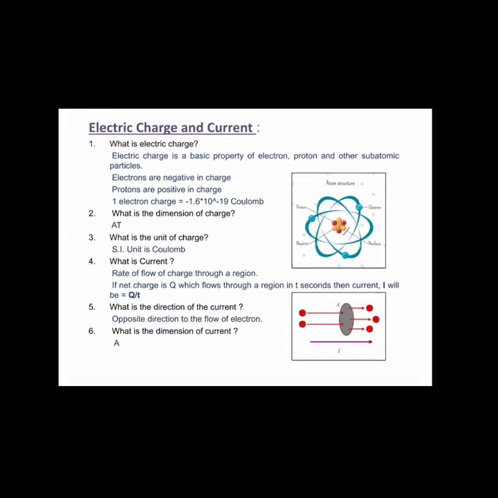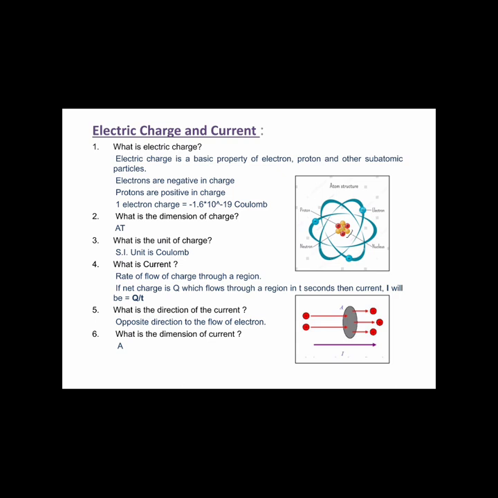What is the direction of flow of current? Opposite to the direction of flow of electron. What is the dimension of current? Look, I equal to Q by T. Dimension of Q is AT. So AT divided by T. So the dimension of current will be A.